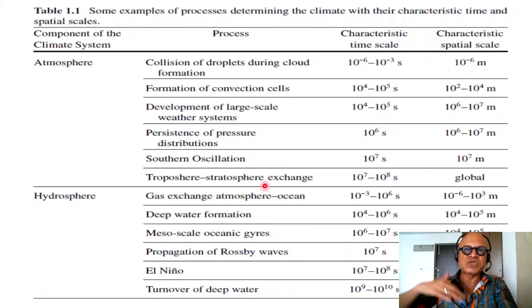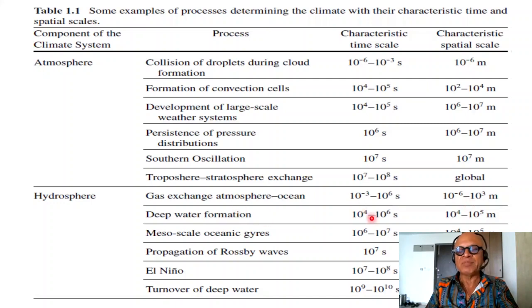Troposphere-stratosphere exchanges, looking at the vertical, 10 to the 7 to 10 to the 8 seconds, and this is global in spatial scale. So here I said global, but maybe it's better to say planetary, because that's where Coriolis becomes important enough, and global is really global. Okay, hydrosphere, gas exchange, atmosphere, ocean, again very short time scales and can be at very small spatial scales. The correlation and covariance of turbulence, which determines the exchange, can be at that turbulence scale or molecular scale.